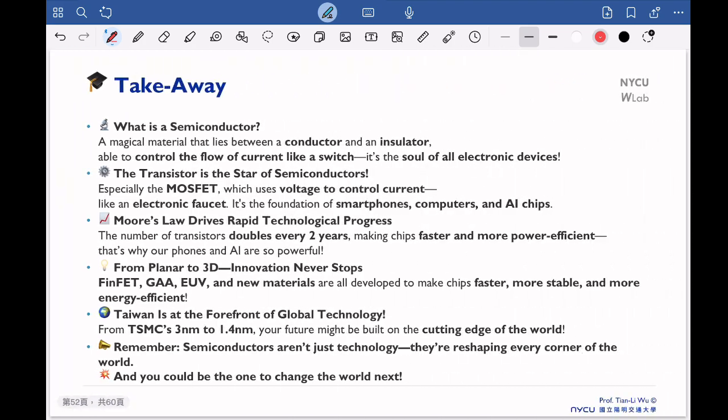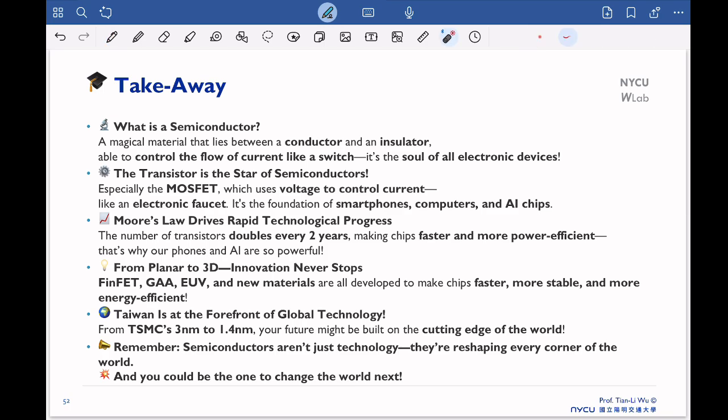So last part, this is a short takeaway. We spent the last 2 hours together looking at an overview again. What is a semiconductor? A semiconductor is just a material between a conductor and an insulator, like an electronic switch. Then we can turn on and turn off the electronic current by our needs here.